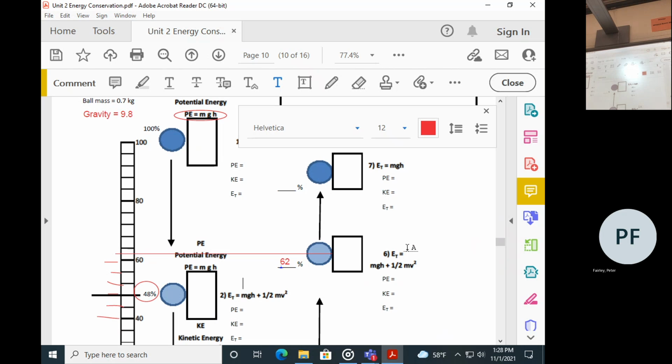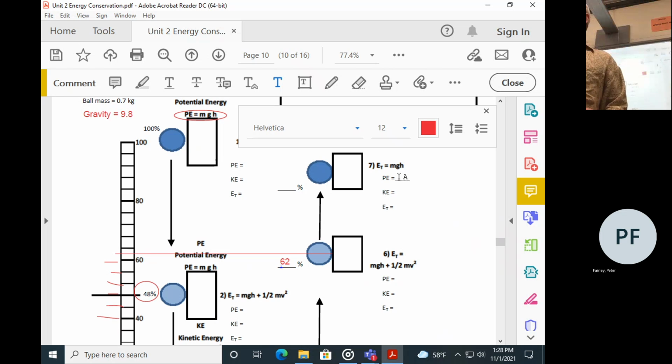We're still going on the middle, right? This is the middle one on the bounce, yeah. The top one on the bounce should be easy. How much potential at the top? How much kinetic at the top?